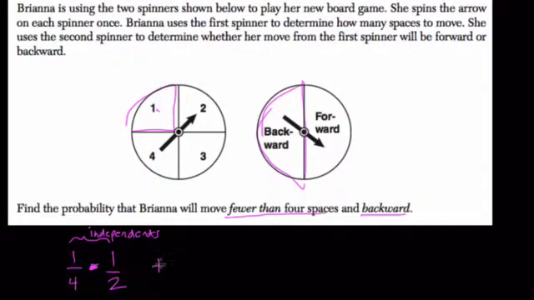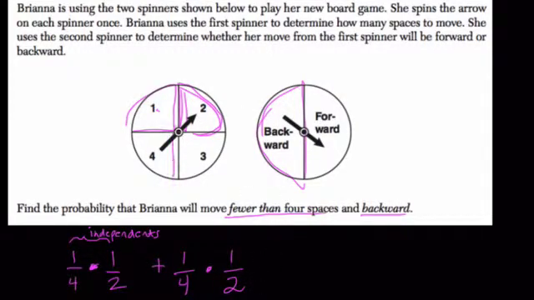Now you add separate ways to win that are called mutually exclusive. In other words, if you spin a 1 and move backwards, that's one thing that could happen. Or you could spin a 2, that's fewer than 4, but you can't spin a 1 and a 2 at the same time. It's got to be one or the other. So these are exclusive. We add them. So now it's 1/4 to get a 2, and then you'd have a 1/2 chance of moving backwards.